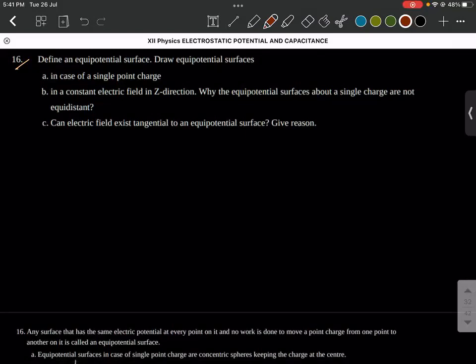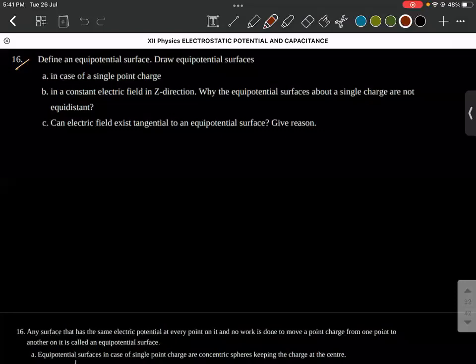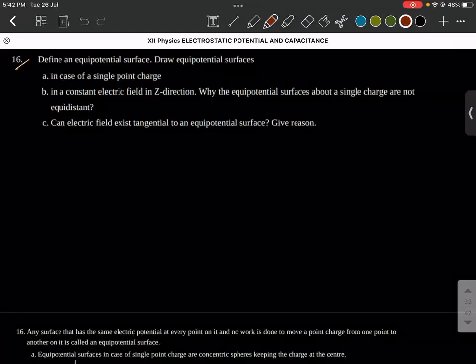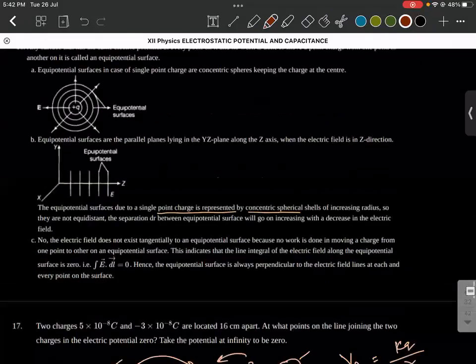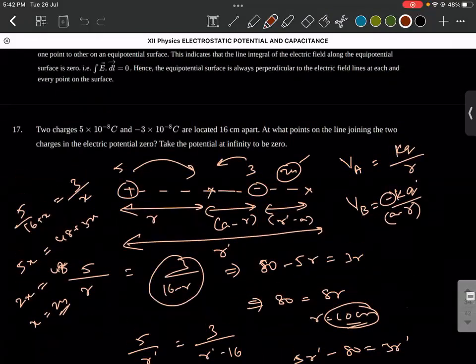Third one. Can an electric field exist tangential to an equipotential surface? You know the fact that electric field and equipotential surface are always perpendicular to each other. Why? Because the work done by the electric field when moving a charge on the equipotential surface is always zero. Had there been a tangential, parallel component of electric field existing, it would have caused the object to move on the equipotential surface, which is not possible. Right? Yes. So what about the 17th one?